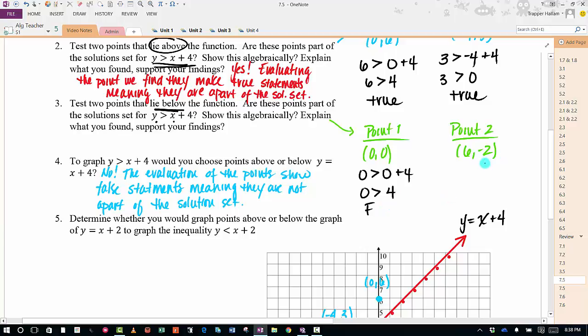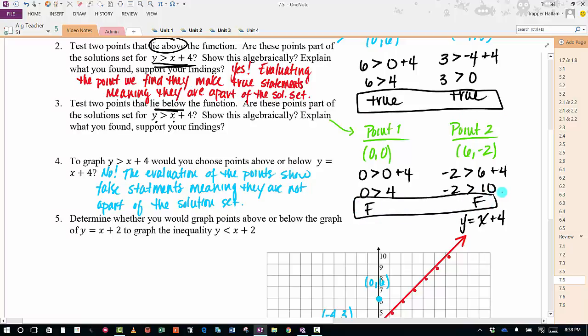So let's plug in this other point that's also below the line. So negative 2 is greater than 6 plus 4. So saying negative 2 is greater than 10. That's also false. So what we find here is that if we graph points above the line, it's telling us that we got true statements. If we graph points below the line, they're telling us that it's false statements. What that means is that these are part of the solutions, or the solution set.